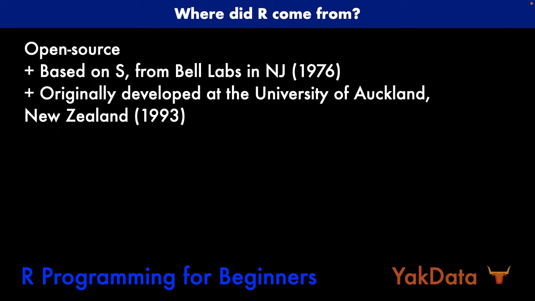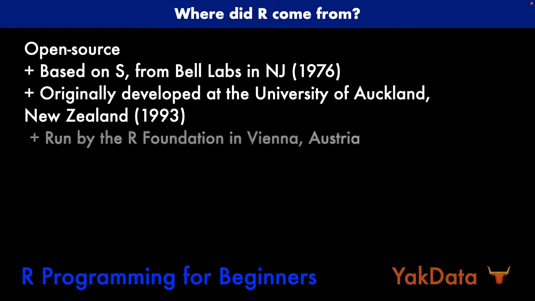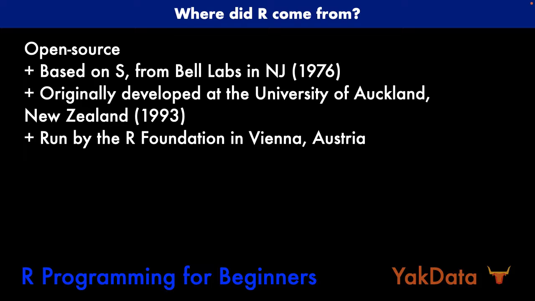Originally, R was developed at the University of Auckland in New Zealand, in 1993, so it's almost 30 years old. And it's currently run by the R Foundation in Vienna, Austria, a nonprofit that controls the direction of R as a development analytic language.